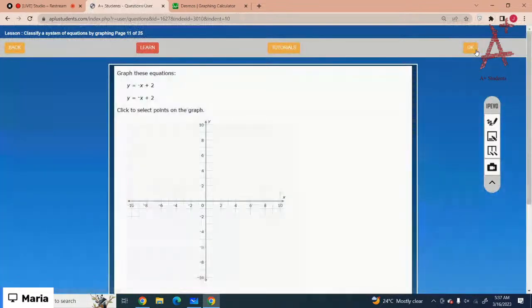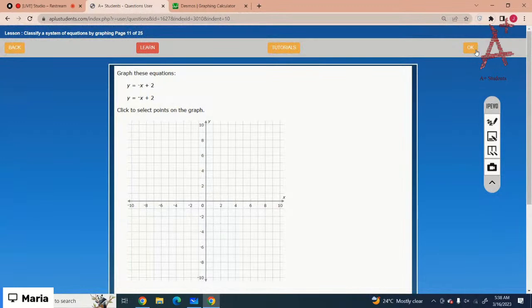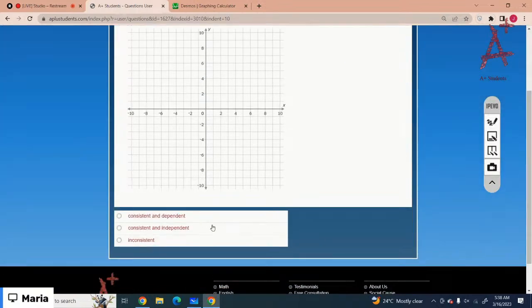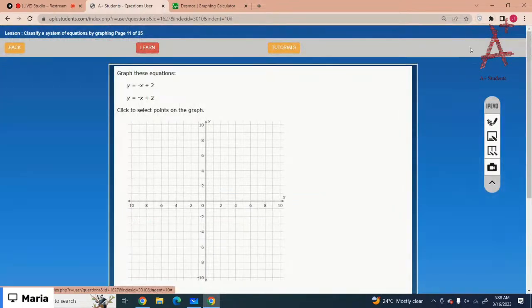Okay, y equals negative x plus 2 and y equals negative x plus 2. Both the equations are exactly the same. That means they have infinitely many solutions and the system is consistent and dependent. Got it? So the system is consistent and dependent.